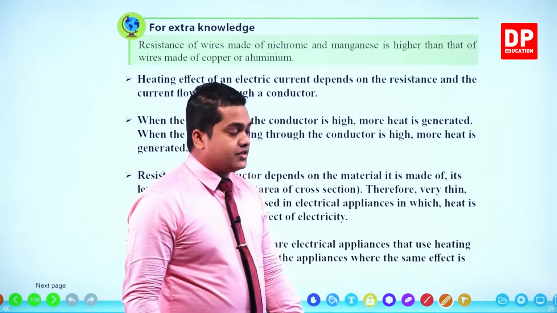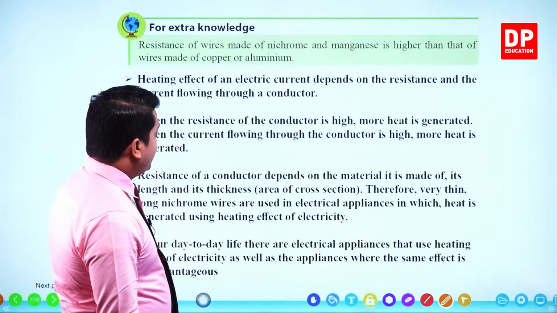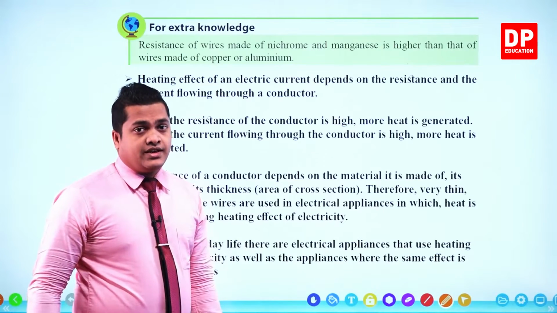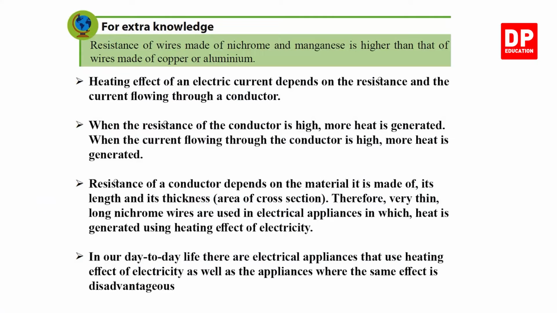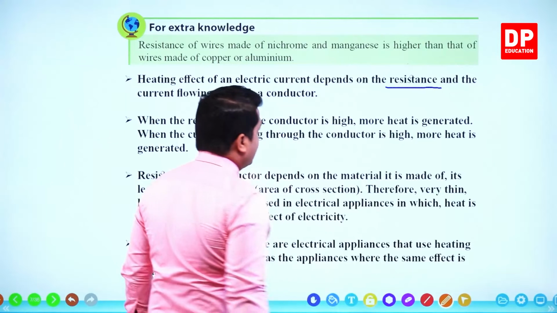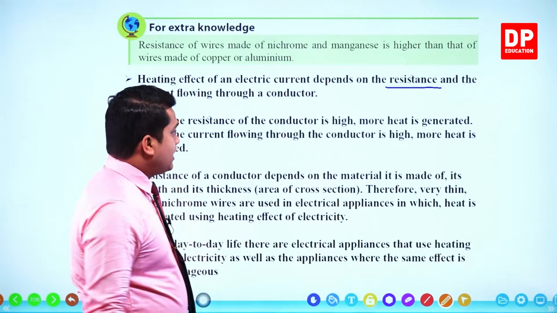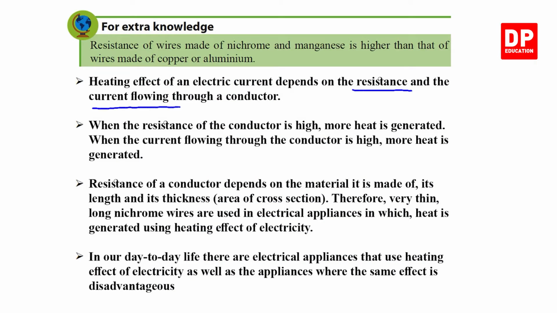Right, my dear children. So in the next point, it is given how the heating effect is going to work with the materials. The heating effect of an electric current depends on the resistance and the current flowing through a conductor. So I told you that it's going to depend on the resistance. And the second factor is the current, the amount of current flowing through the conductor.